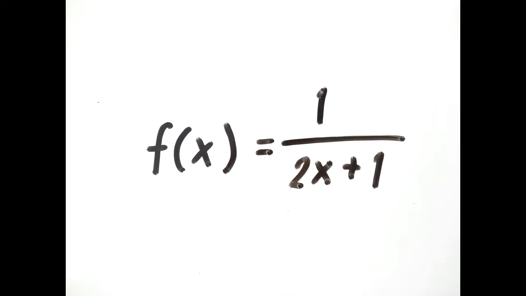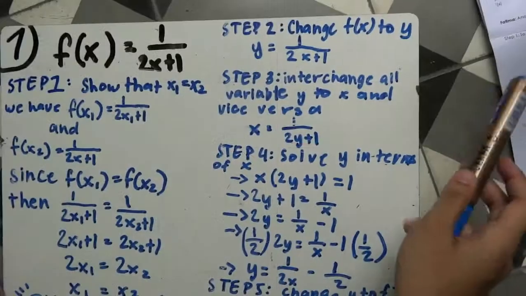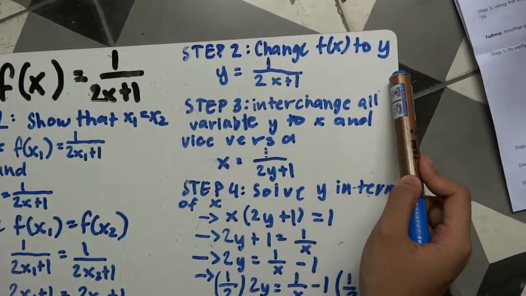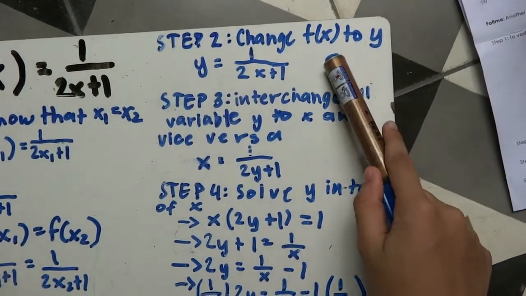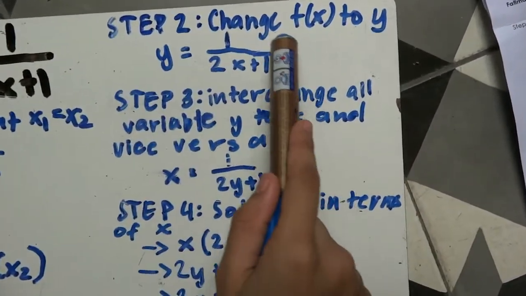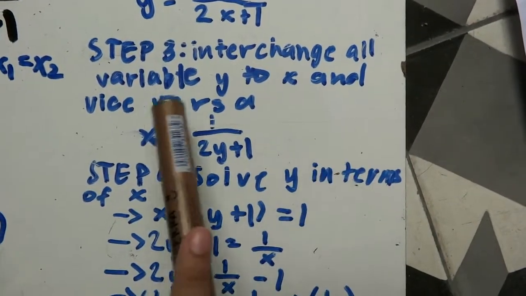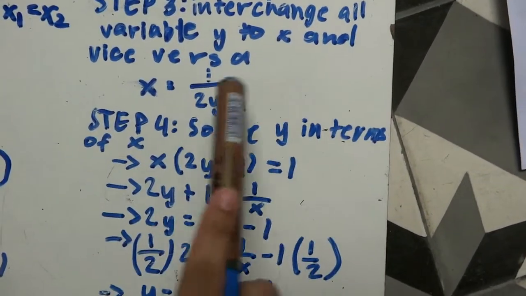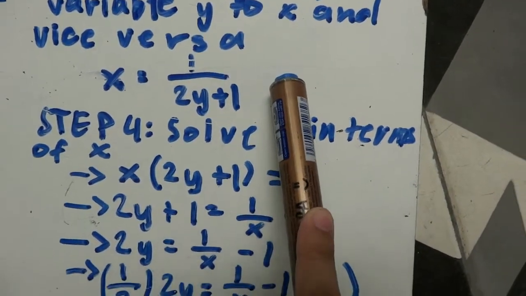The first problem is f of x equals 1 over 2x plus 1. It is a one-to-one function because the horizontal line does not intersect the graph at more than one point. We verified that this is a one-to-one function. We should change f of x to y, so it will be y equals 1 over 2x plus 1. Step 3. Interchange all the variable y to x and vice versa. So it will be x equals 1 over 2y plus 1.